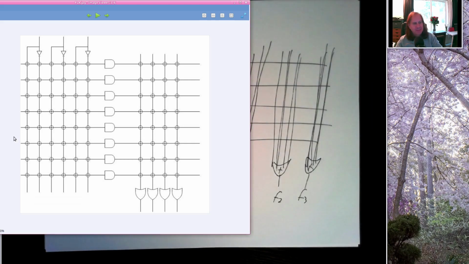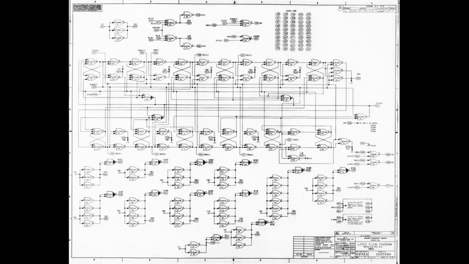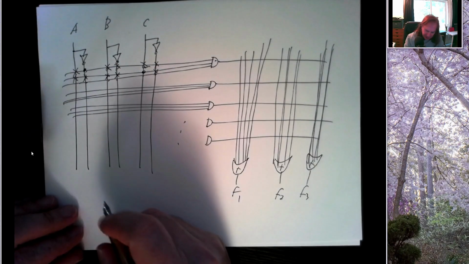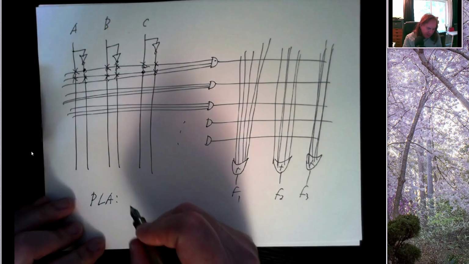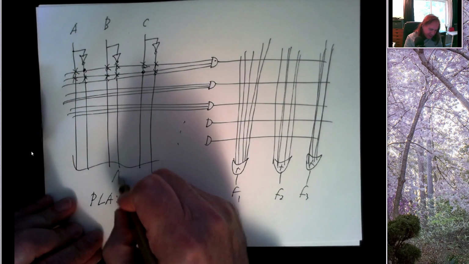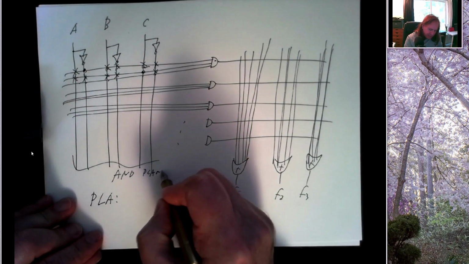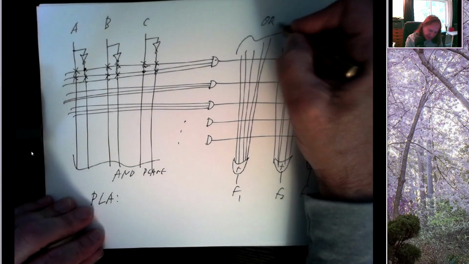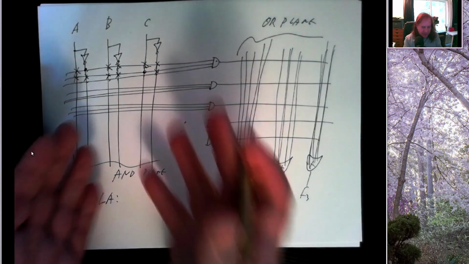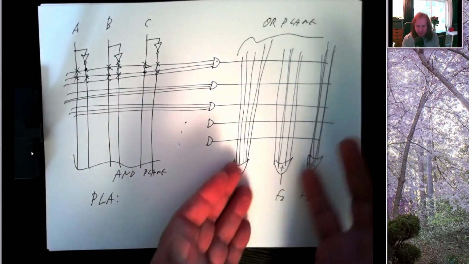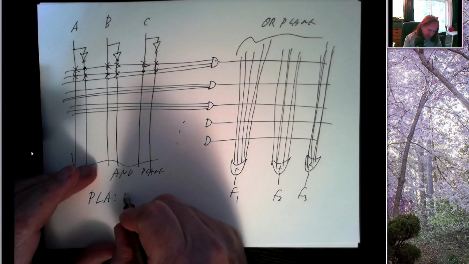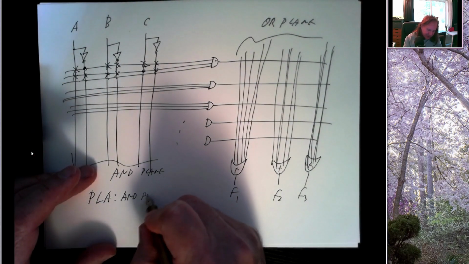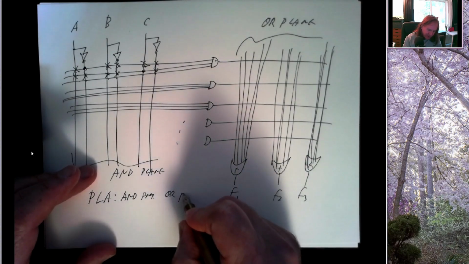And there's 3 main types of programmable logic. This one that we're describing right now is called a PLA. This area over here is called the AND plane, and this area is called the OR plane, because here you're controlling connections to AND gates, here you're controlling connections to OR gates. So in a PLA, the AND plane is programmable, and the OR plane is programmable.